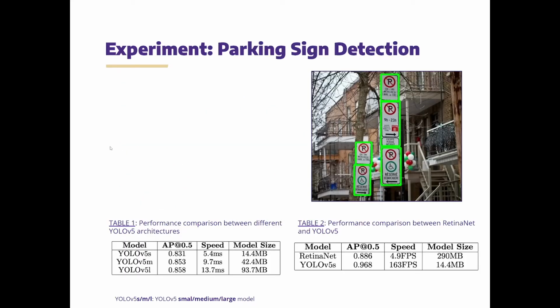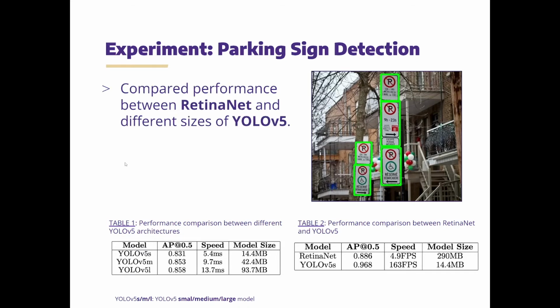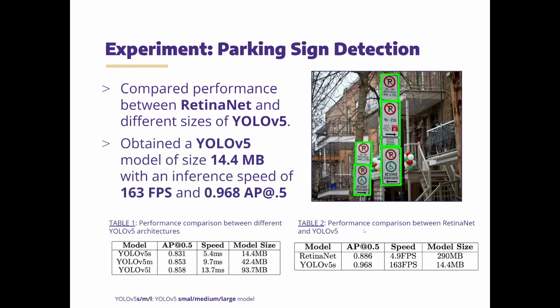Since YOLO v5 offers multiple model sizes, we use a portion of the original dataset to evaluate the trade-off between them. And according to Table 1, YOLO v5S, or small, is considerably more lightweight and faster while yielding sufficient accuracy. We then retrained this model to compare with RetinaNet and found that YOLO v5 outperformed RetinaNet by a large margin on all metrics.